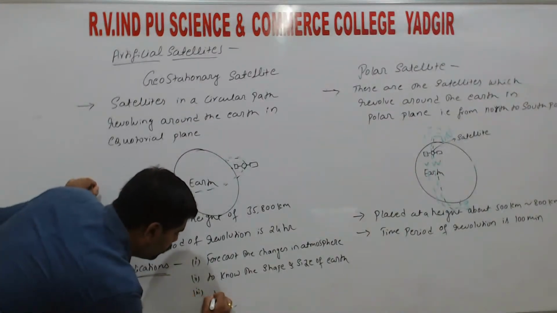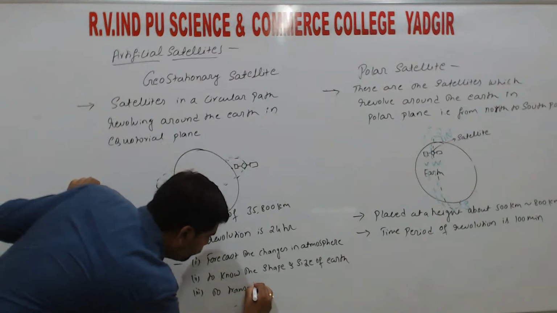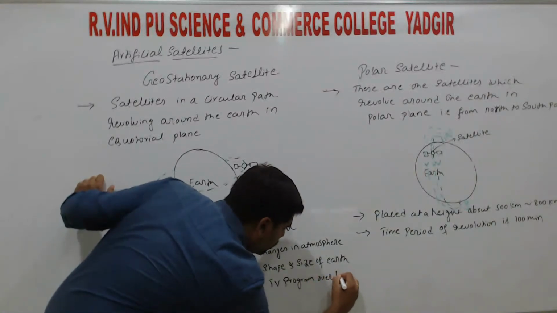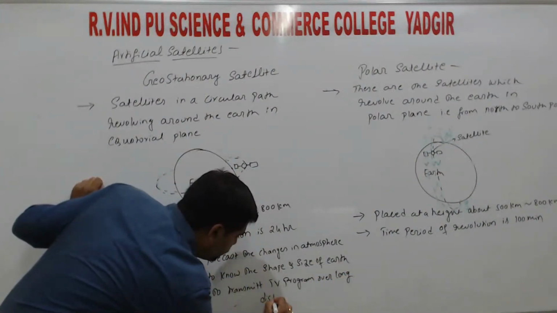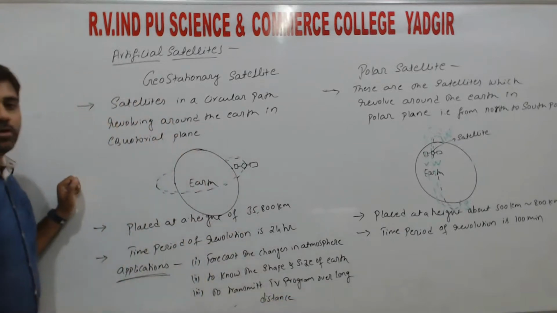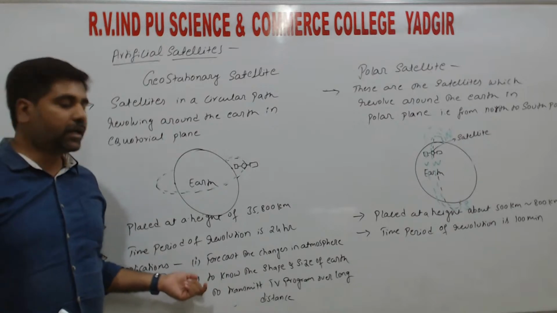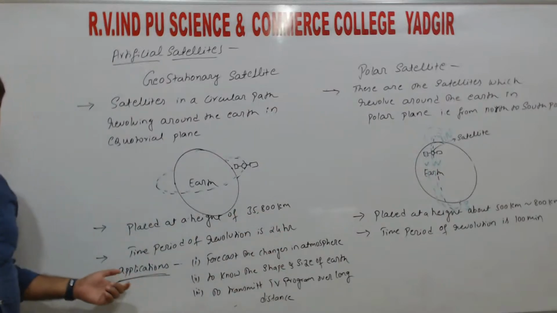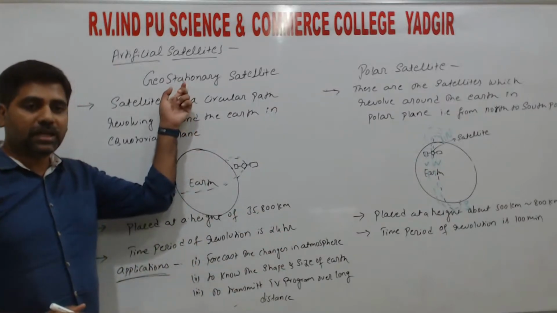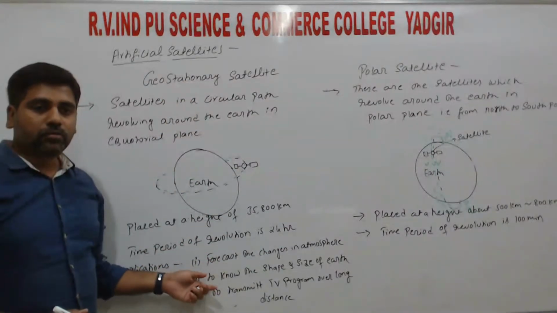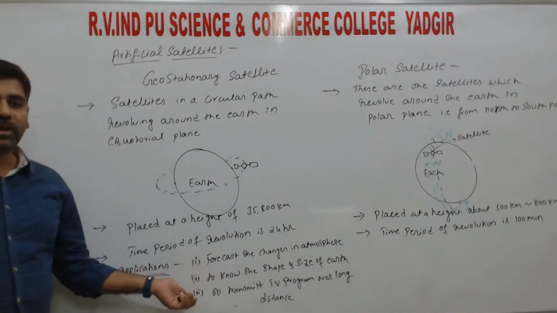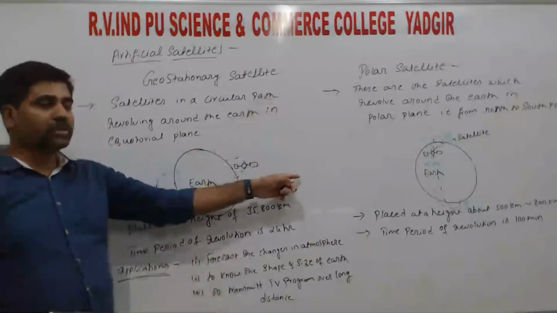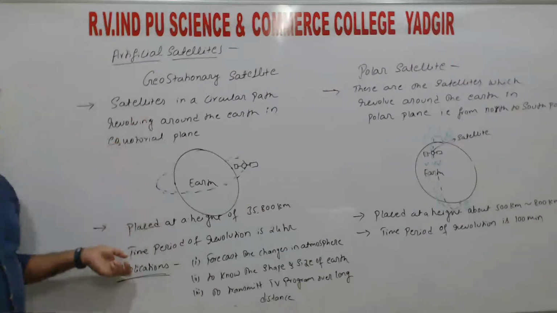And the third one is to transmit TV programs over long distance. So if they ask for 2 marks, mention the applications of artificial satellite, then you can write any two applications either from geostationary or from polar satellite. Individually, if they ask to write the applications of geostationary satellite, then you need to write any two. So for 2 marks you need to write any two, and for 3 marks you can choose any three.